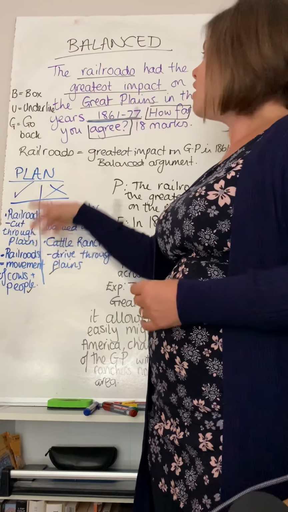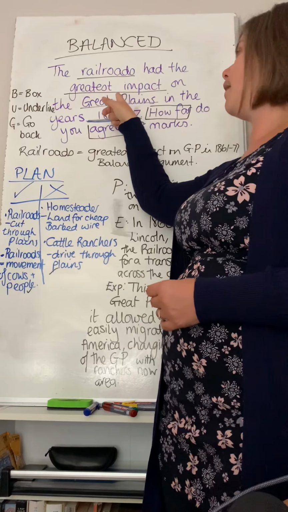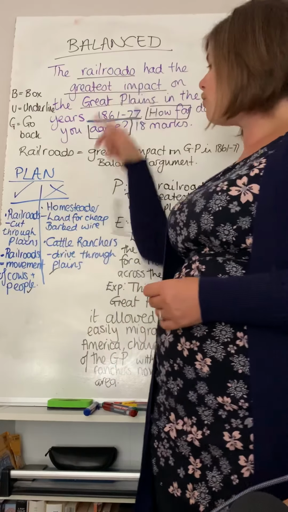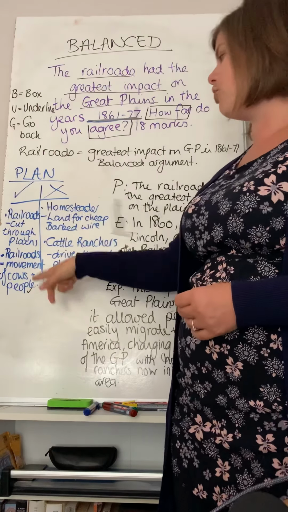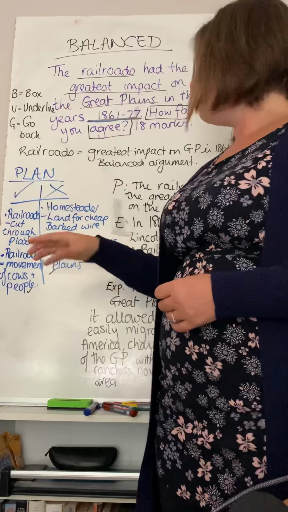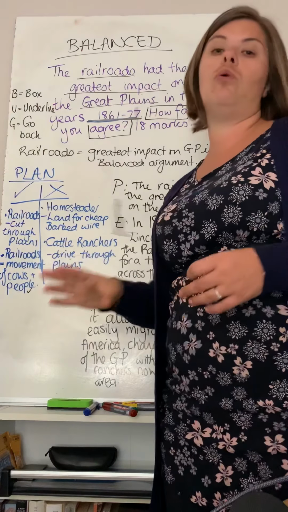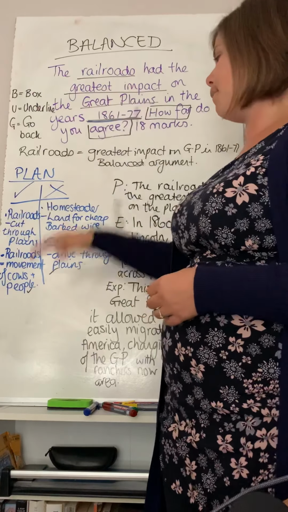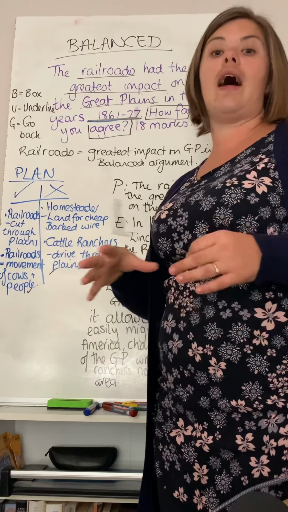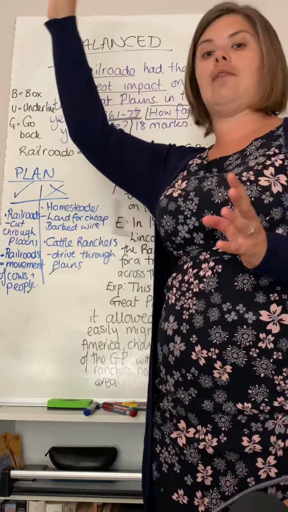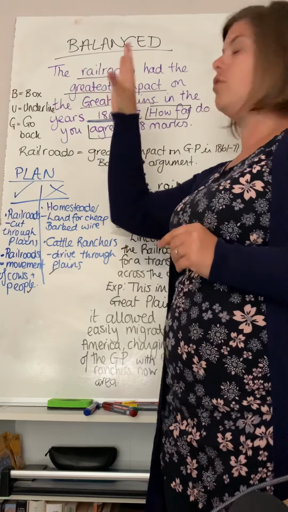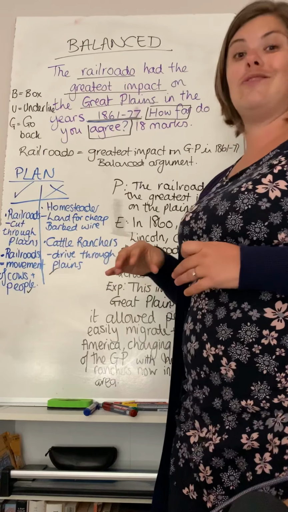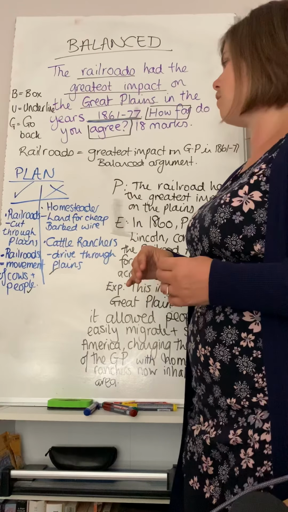So, we said yes, the railroads did have the greatest impact on the plains because they cut through the plains. Our second reason we agree with the question is the railroads allowed the movement of cows and people through the plains, which had a great impact. So, for example, the fact that the ranchers drove their cattle up from Texas up into the northern parts of the plains to sell them on the railroad and sell them eastwards to get rid of their excess stock.